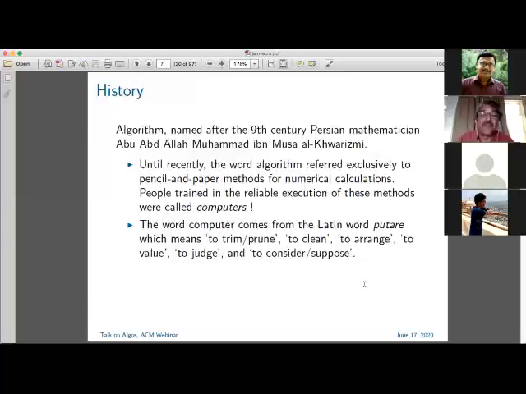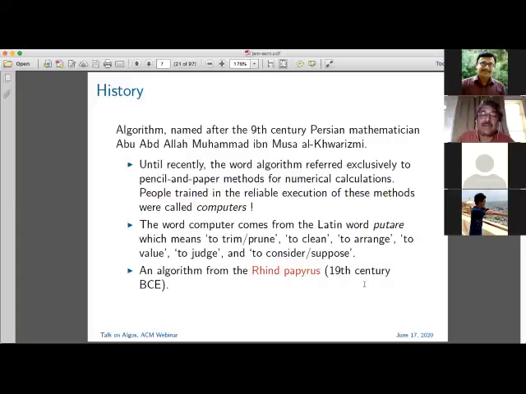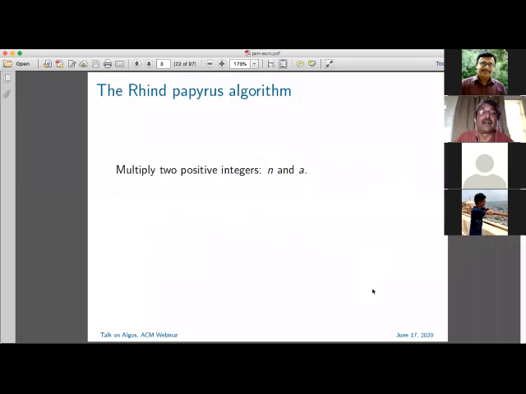Now, there is a classic algorithm from the Rhind papyrus, which is from the 19th century BCE. How many years am I talking about? This is not 19th century, 200 years ago, right? This is 19 centuries before Christ, long before the Indus Valley civilization, long before anything we know of India. And the Rhind papyrus algorithm was the following algorithm.